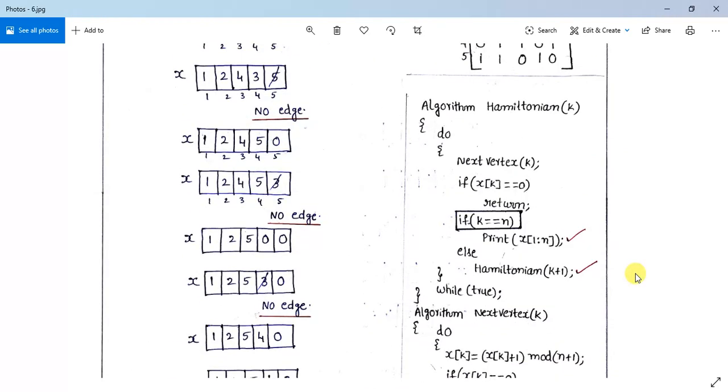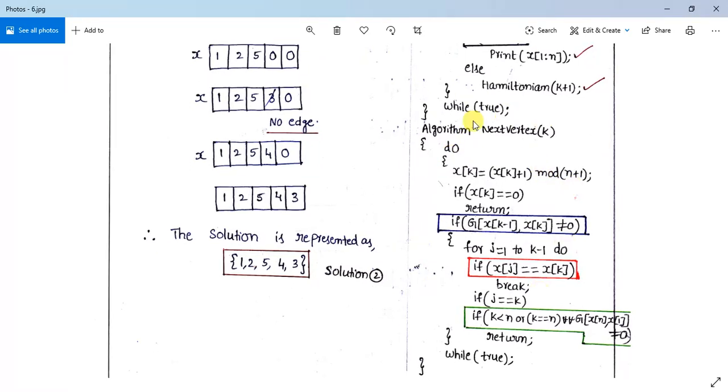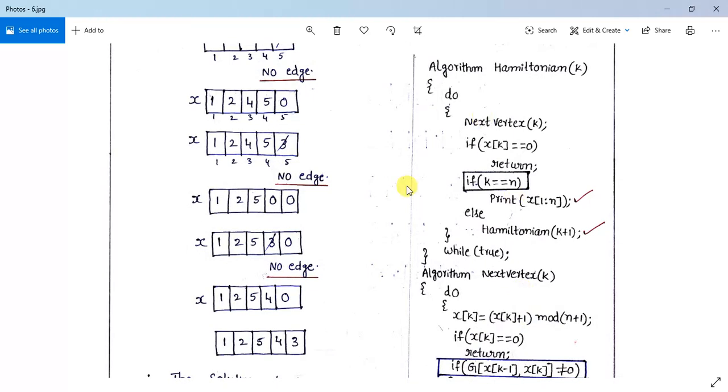Let us consider the first part. The first part is used for performing backtracking, and the second part helps for getting the next vertex. That means this part is helpful for checking the bounding conditions. You are going to check for duplicates like that. This algorithm uses an array for finding the cycles.